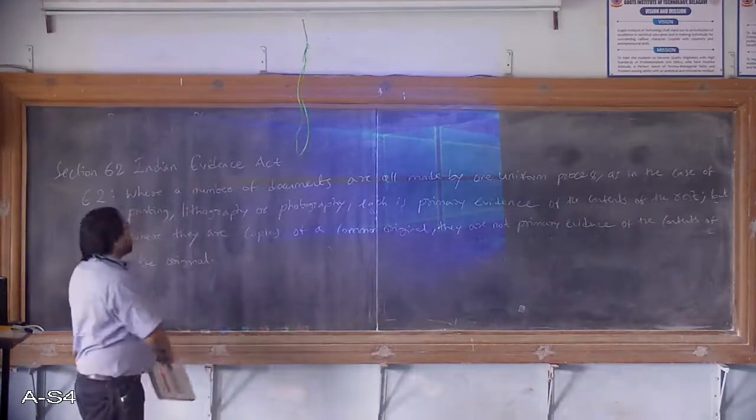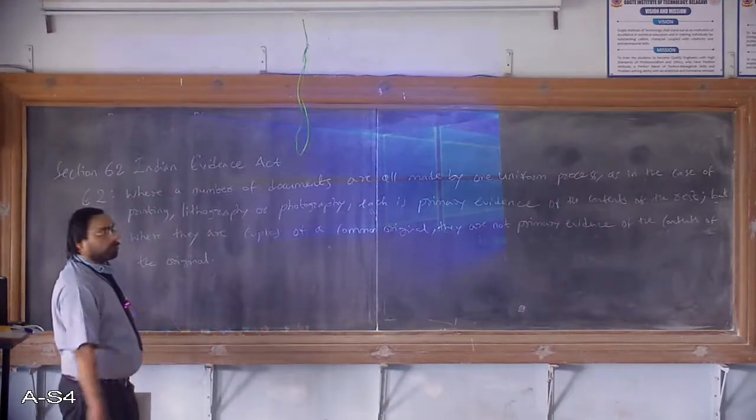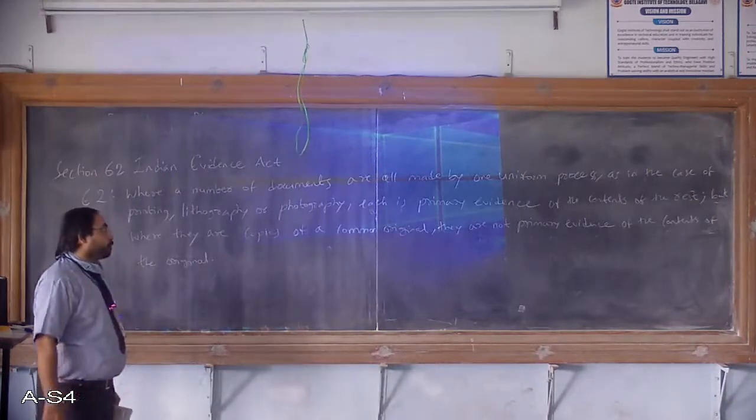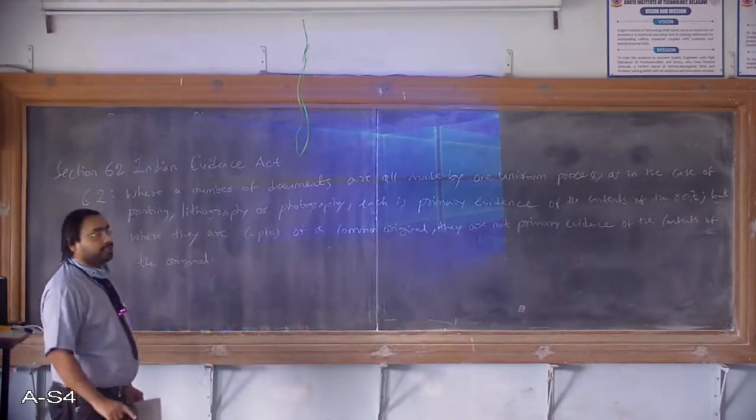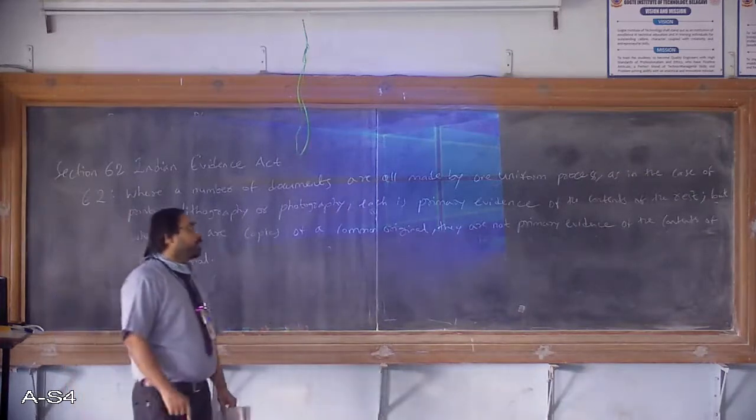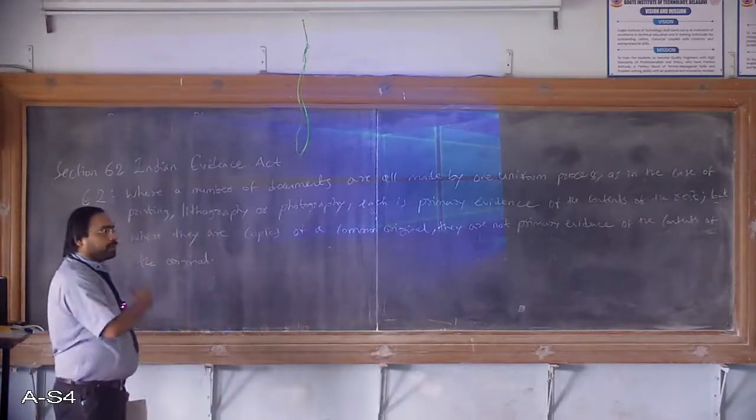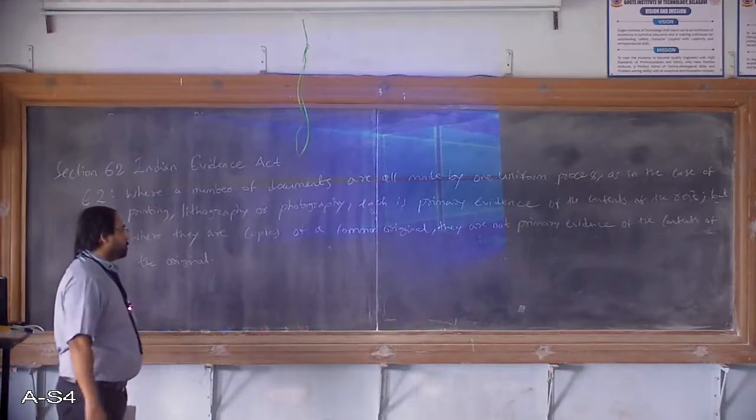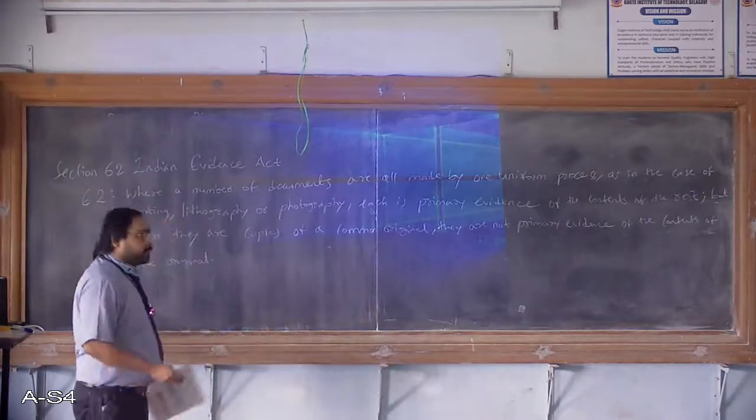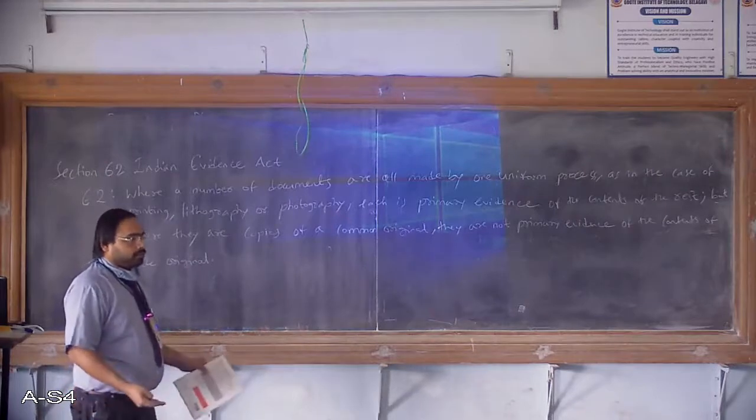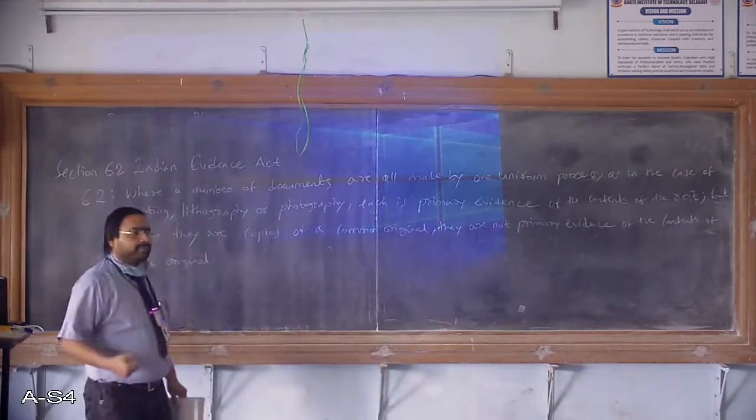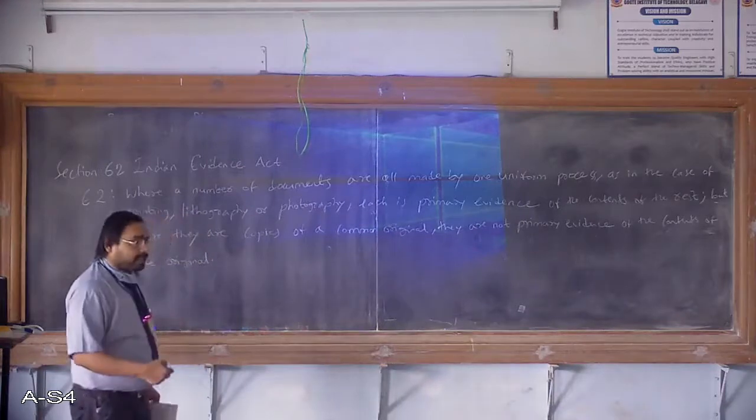Okay, so what the second explanation says is, where a number of documents are all made by one uniform process, as in the case of printing, lithography or photography, each is a primary evidence of the contents of the rest. But where they are copies of the common original, they are not primary evidence of the contents of the original. So here in this explanation there are basically two parts. So the first part speaks about that there is a set of documents. That means you have a collection of photographs or some document which you have printed which spans over multiple pages, where each part can be considered as an evidence. It can be considered as a primary evidence.